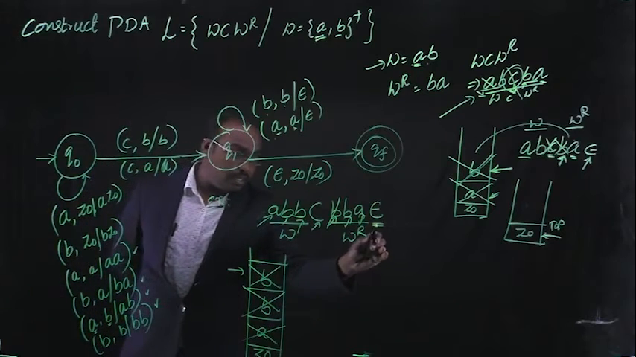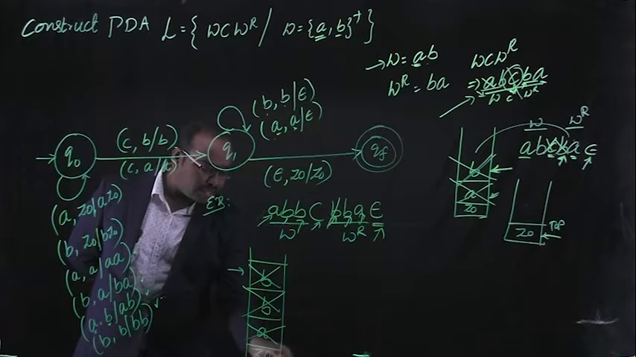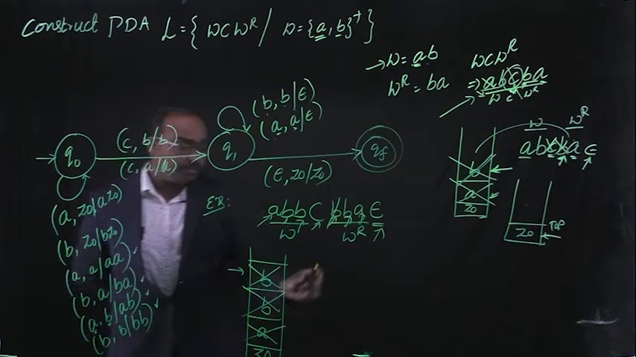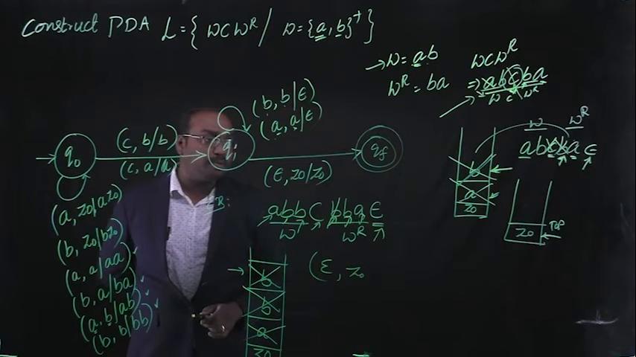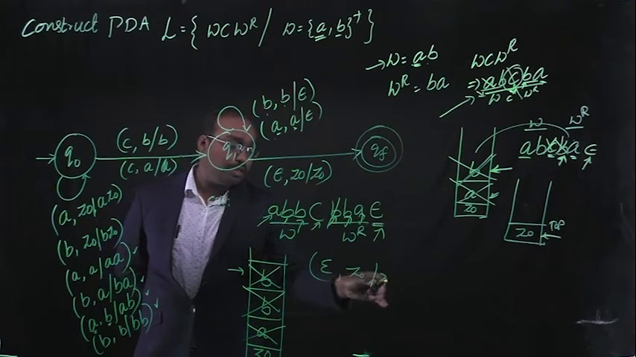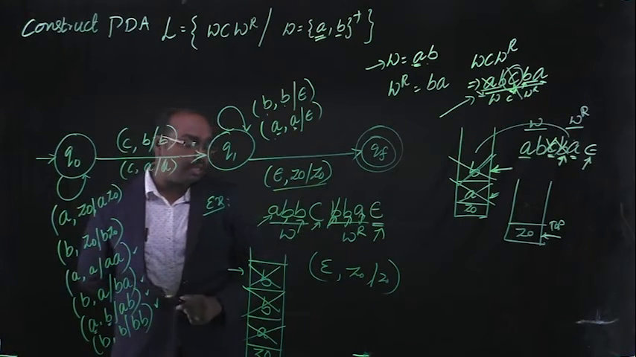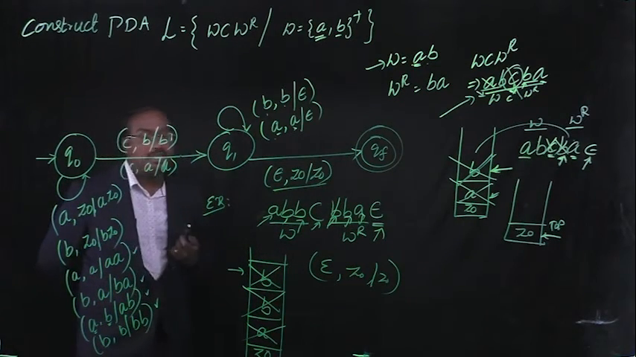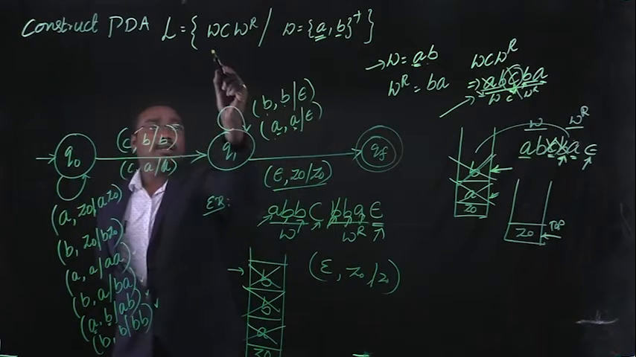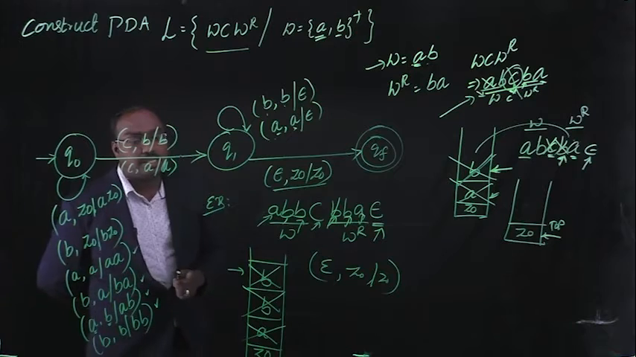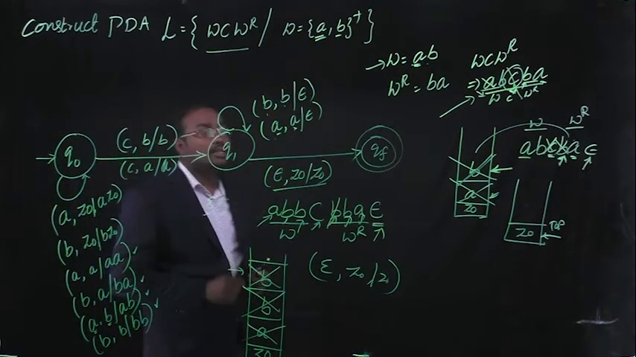Now we reach the end of the string. That means the input symbol is epsilon and the stack's top element is Z0, so we can accept the given string. That means epsilon, Z0, then we reach the final state. So in this way we can accept the strings of the language W C W power R. This is the transition diagram for accepting the strings.